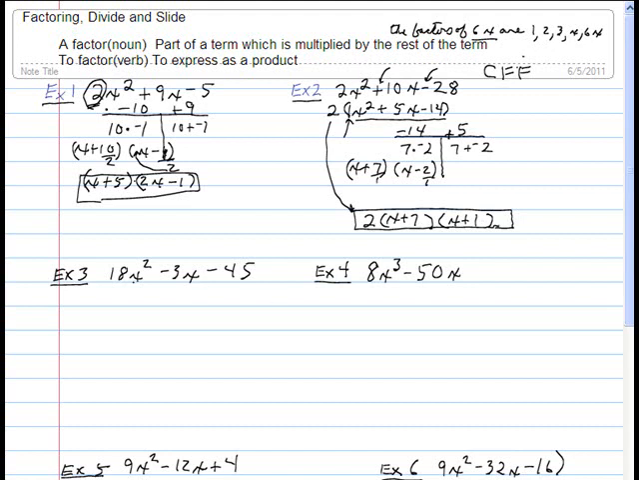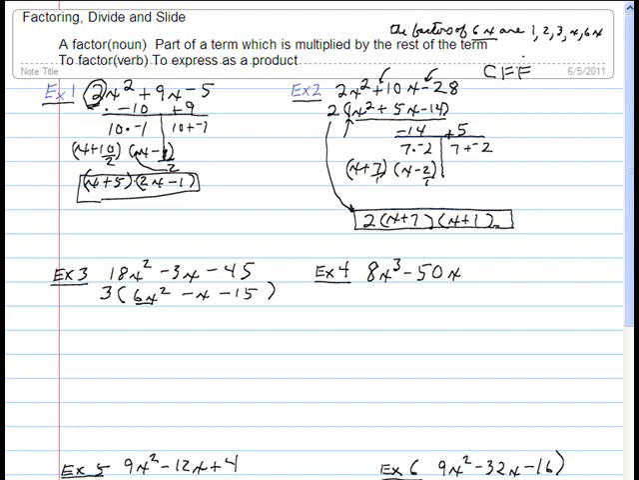Number 3 again has a common factor. This is 3 times 6, this is 3 times 1, this is 3 times 15. I take out the common factor 3. What is left? 6x squared minus x minus 15. And the way that I know that that's correct is if I distribute 3 back across those 3 terms, I get 18x squared minus 3x minus 45, which is what I started with.